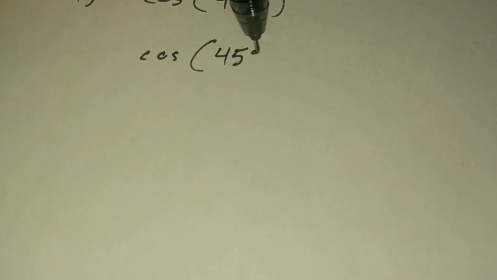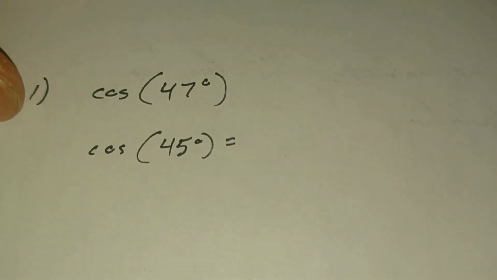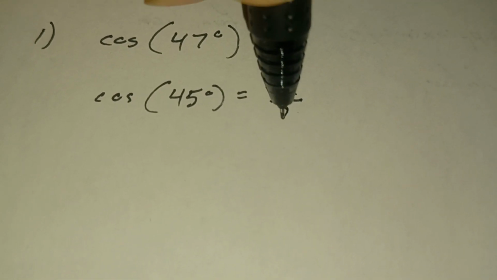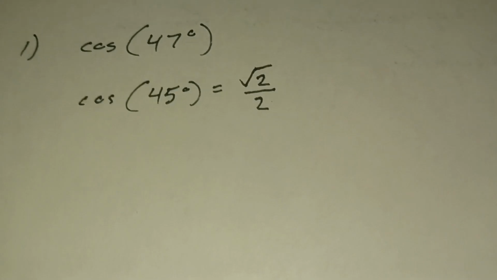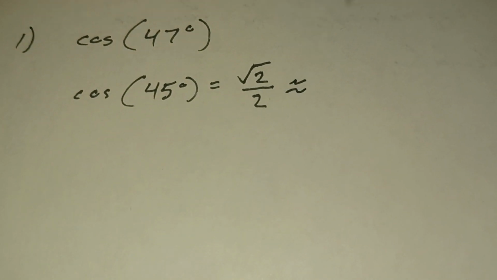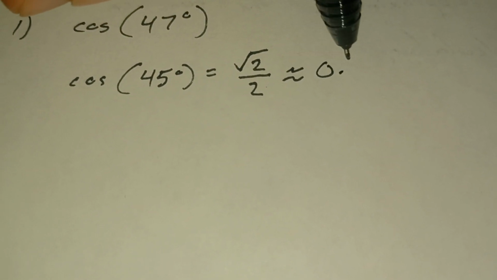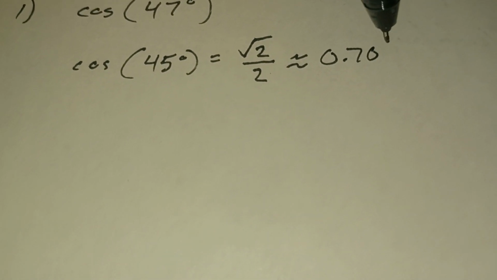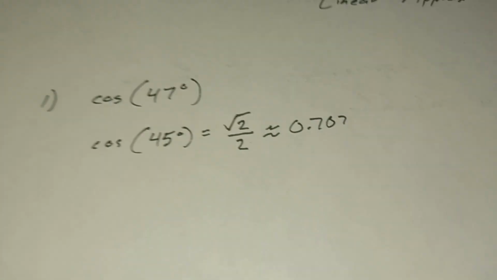of 45 degrees, right? And what does cosine of 45 degrees equal? The square root of 2 over 2. So we already know that. And the square root of 2 over 2 is roughly 0.707 something. That doesn't really matter right now.